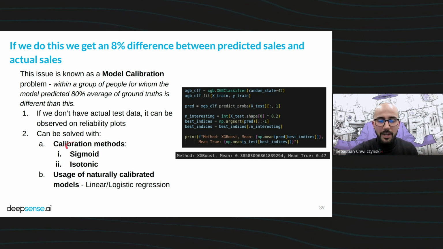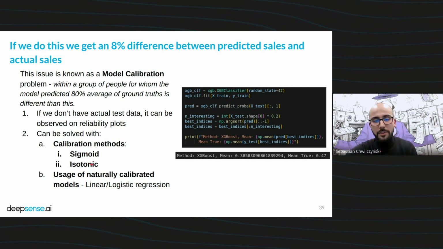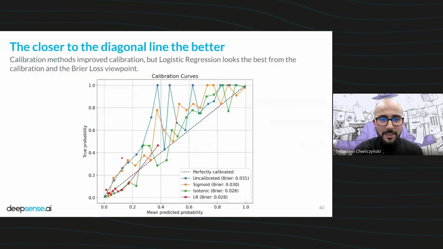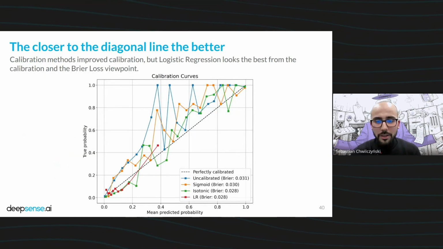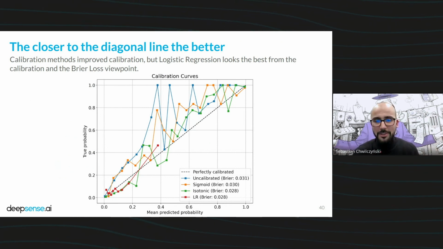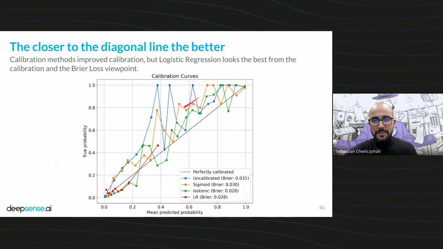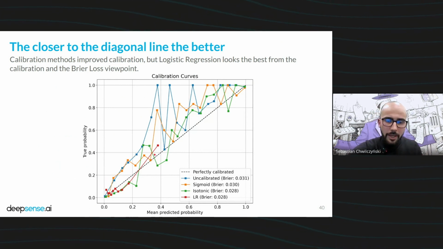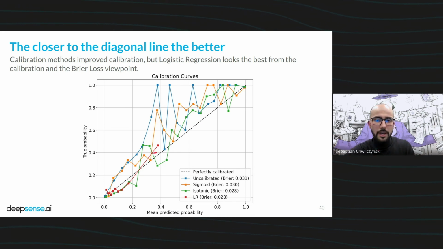There are separate methods for calibration, sigmoid calibration, isotonic calibration, or we may use naturally calibrated models. But this is not that simple. What we use to measure good calibration is called a reliability plot, and again, the diagonal line is perfect. We can see that uncalibrated XGBoost, the blue one, is pretty off. The yellow one with sigmoid is less off. The green one with isotonic is the best. And here we trained logistic regression. We may think, okay, logistic regression seems to be closest to the diagonal line of all those other lines. Why not use it?